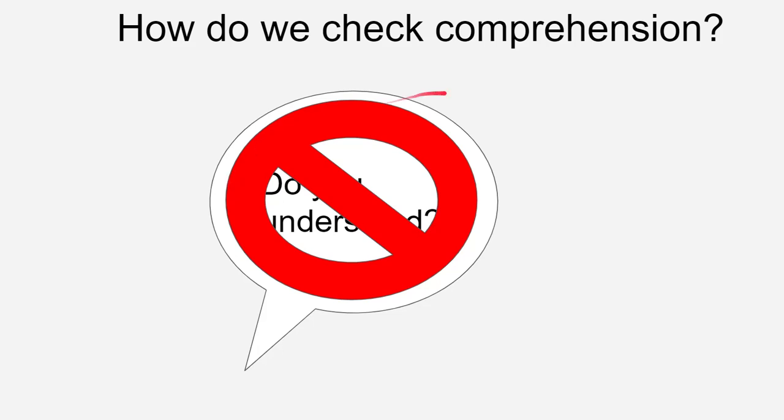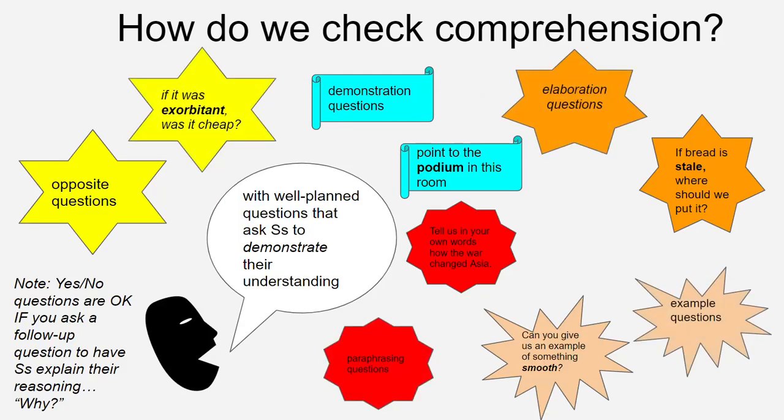Prove that you understand by answering these well-designed questions. So, how do we check comprehension? We can check comprehension with well-planned questions that ask students to demonstrate their understanding. For example, we might have opposite questions. Opposite questions will ask them to perhaps agree that the opposite is true. For example, if it was exorbitant, was it cheap?